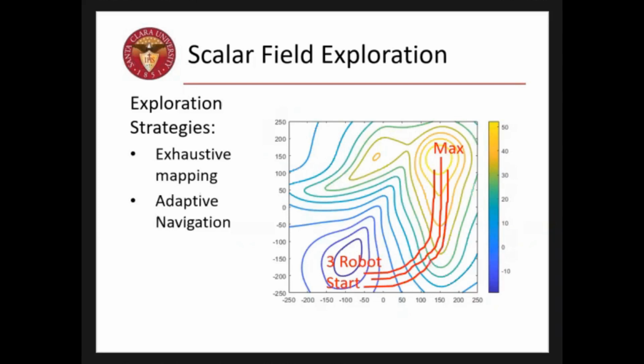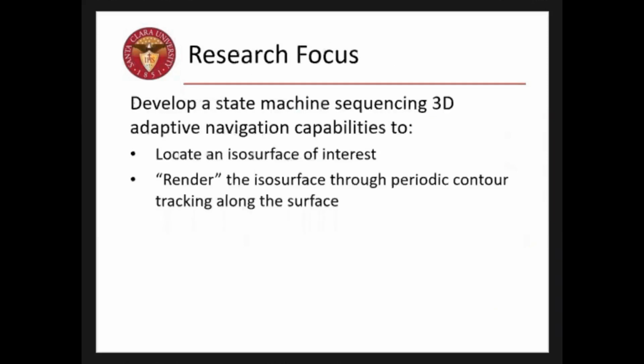In our version of adaptive navigation, we use a formation of sensor-equipped robots, creating a mobile sensor network. This path shows a robot formation climbing the estimated gradient to a maximum. There's additional system complexity in that multiple robots need to be working together, but it allows for features of interest to be located quickly and can react better to time-varying scalar fields. So in this presentation, we're going to present the development of a state machine sequencing 3D adaptive navigation capabilities to locate an isosurface of interest and then render that isosurface through periodic contour tracking along the surface.